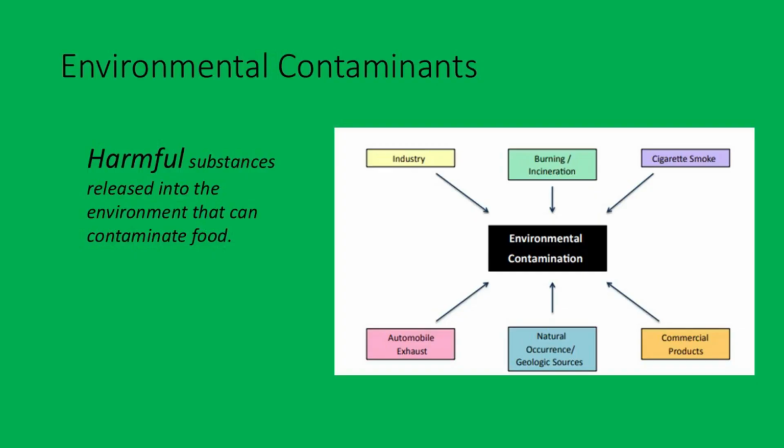Now we are going to the second part of this lecture. We're talking about environmental contaminants. What do you think about environmental contaminants? Of course, when we talk about contaminants, we talk about something harmful, right? So environmental contaminants are the harmful substances that are released into the environment that can contaminate food.